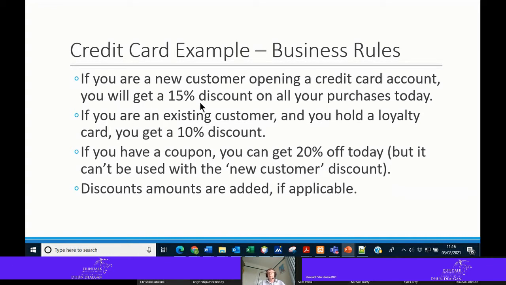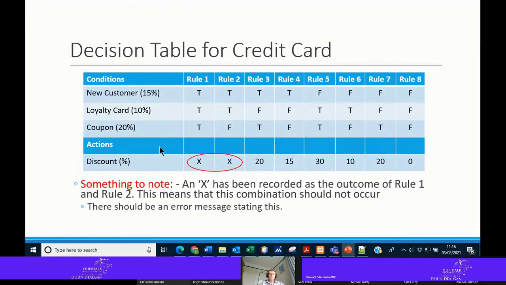So if you're a new customer opening a credit card, you get 15% discount on all your purchases today. If you're an existing customer and you hold a loyalty card, you get 10% discount. If you have a coupon, you can get 20% off today, but it can't be used with the new customer discount. Discount amounts are added if applicable. So this is kind of the business rules, and sometimes it takes a wee while to get our head around these and rephrase them into our own words.